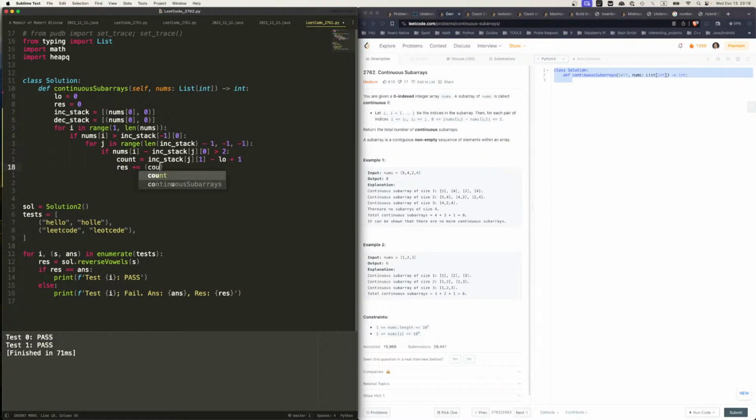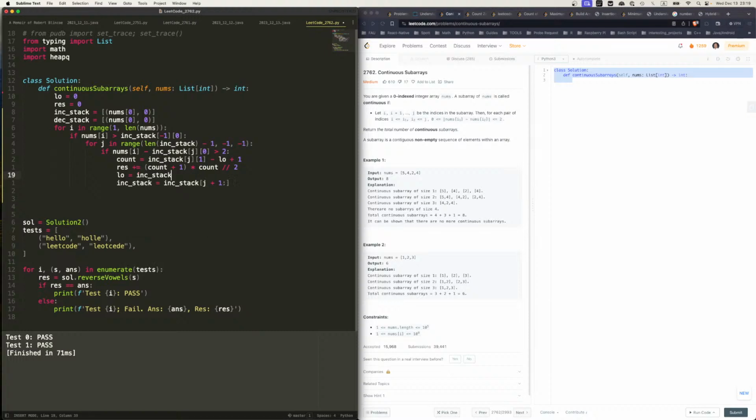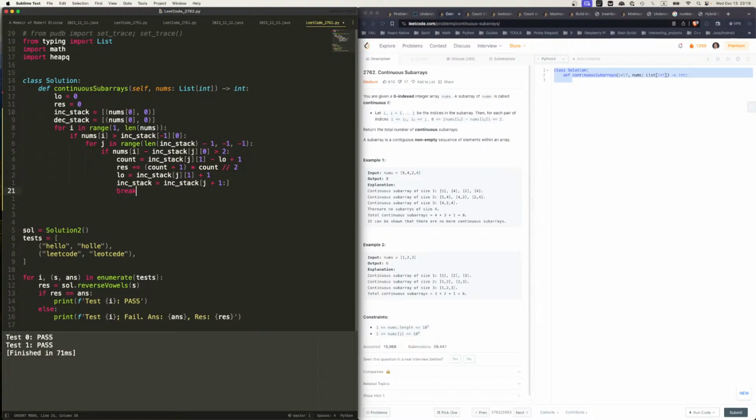So what we're gonna do is count plus 1 times count divided by 2. That's the total amount that we can do. And after we do that, we need to reinstate, right? So the increasing stack shall equal to increasing stack from j plus 1 to the end, because this one is gone. But before we do it, low needs to be reinstated as increasing stack j[1] plus 1, right? That's the next low. And then we redo increasing stack, and then we'll break it.